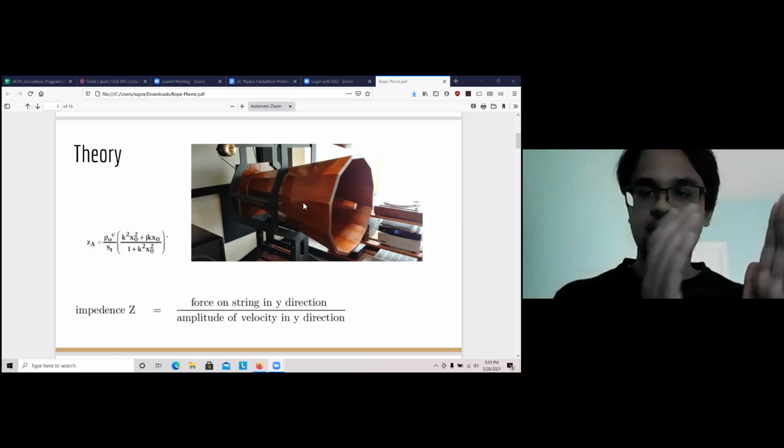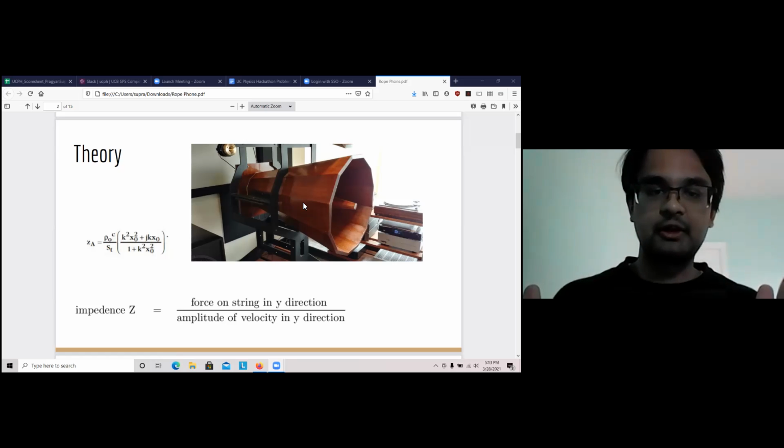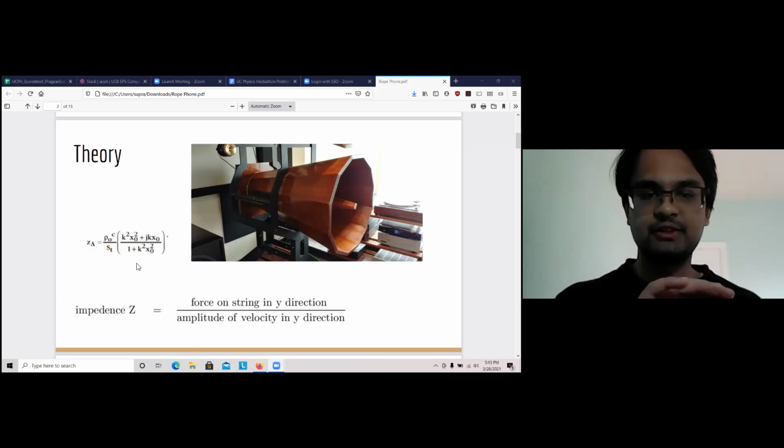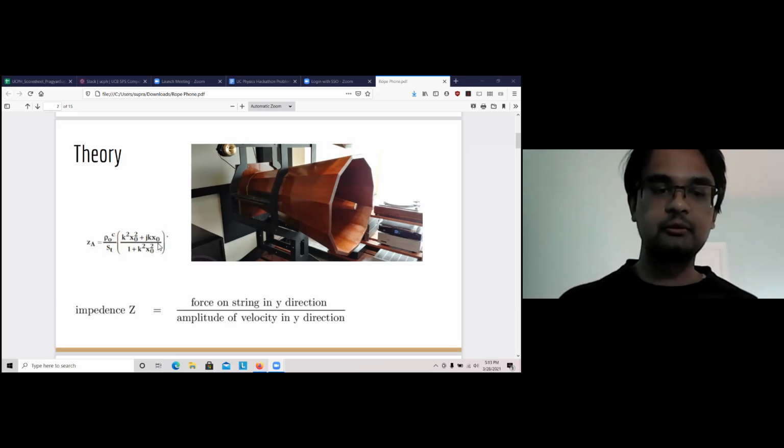First, it passes through the cup, then it goes through the string, then it comes out the cup at the other end, right? Now the cup we can think about as a conical horn. The conical horn has an impedance given by this value here. The rho is for the density. The S is for the cross-sectional area of the small end of the cone. X naught is the length of the cone, and K is the wave number of the wave passing through.